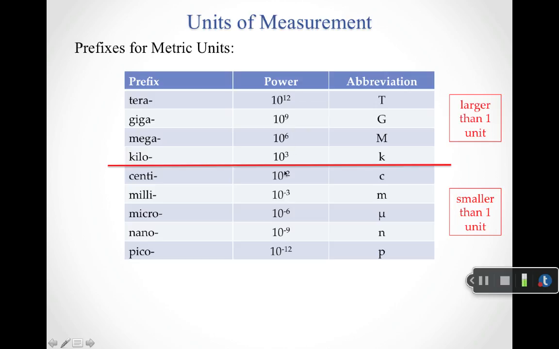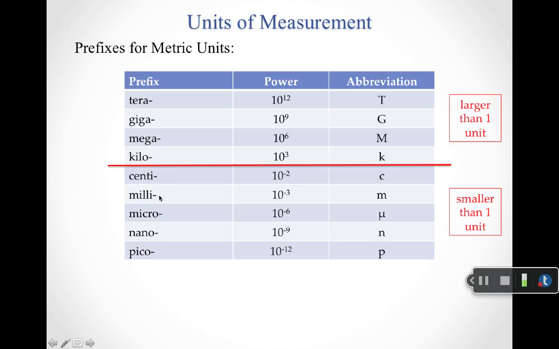And so what I see is this table is divided in half, where I've got larger than 1 units up here with positive exponents, and smaller than 1 units down here with negative exponents. And so you might talk about a kilobyte being 1,000 bytes, right? A megabyte is 1,000,000 bytes. A gigabyte is 1,000,000,000 bytes. A terabyte is 1,000,000,000,000 bytes.